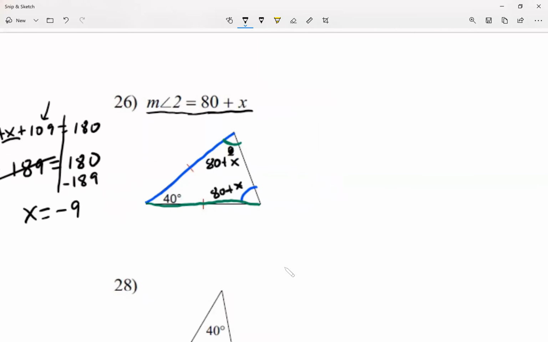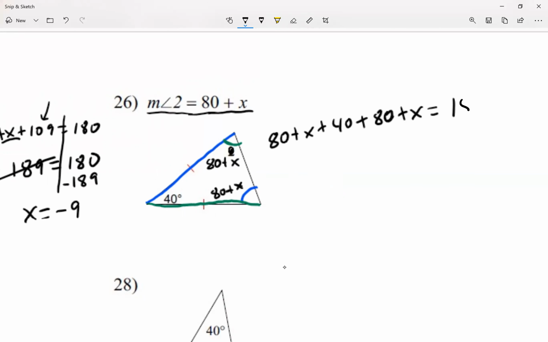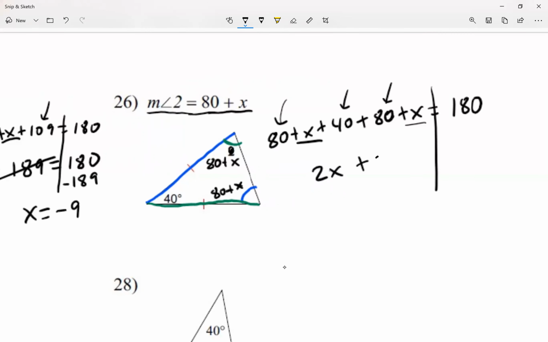Okay, I have all three angles now, so I'm just gonna add everything: 80 plus x plus 40 plus 80 plus x. I added the three angles. In this case, it is equal to 180. All right, let me separate them through the equal sign. The left side, let me condense it. Let me make it less things. So 1x plus 1x, I'm going to call that 2x. Number-wise, 80 plus 40 plus 80, I'm going to call that 200. And I know all this is equal to 180.